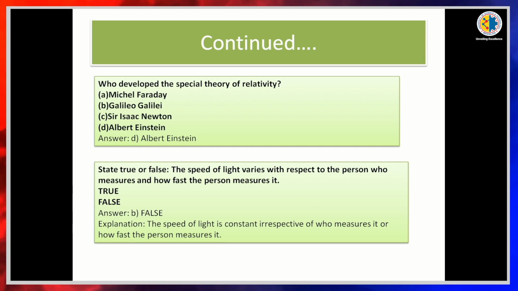How it is developed, we discussed in earlier classes. Now, another question here, true or false? The speed of light varies with respect to the person who measures it and how fast the person measures it. The speed of light is constant irrespective of who measures it or how fast the person measures it.